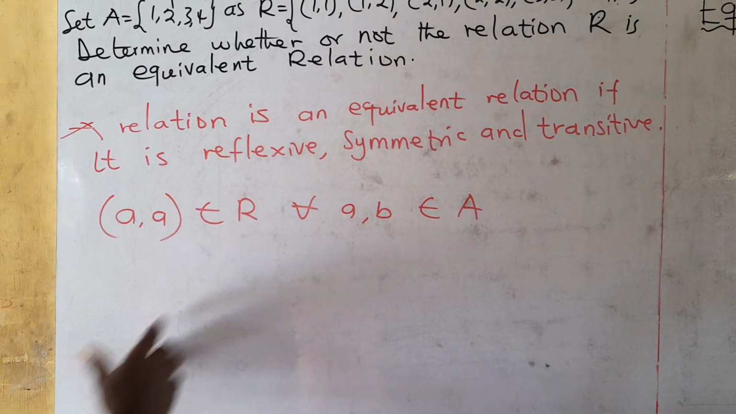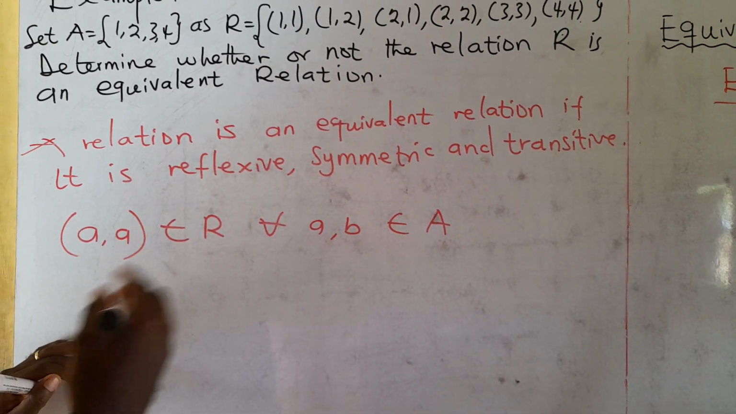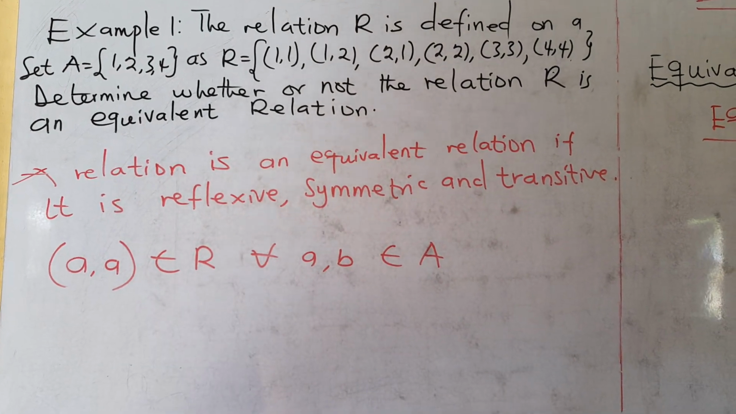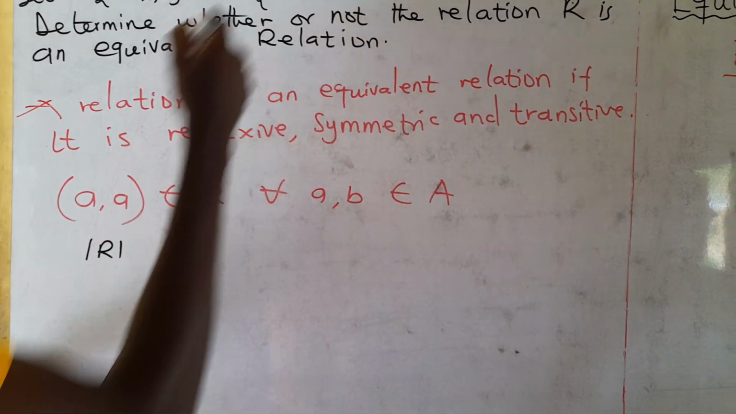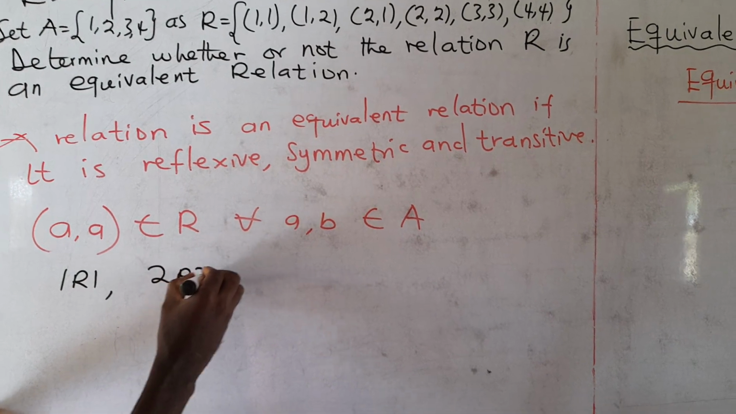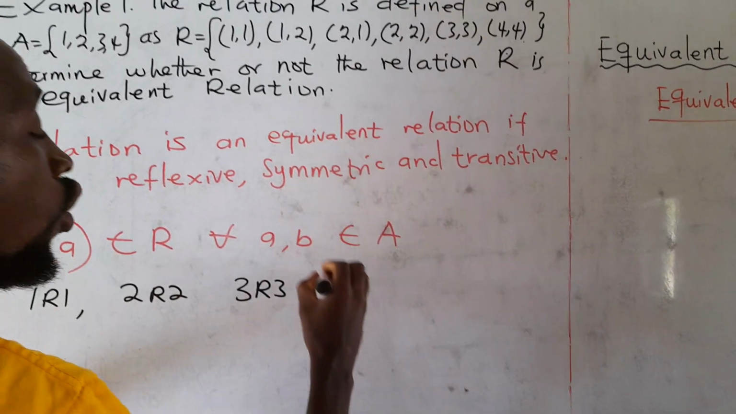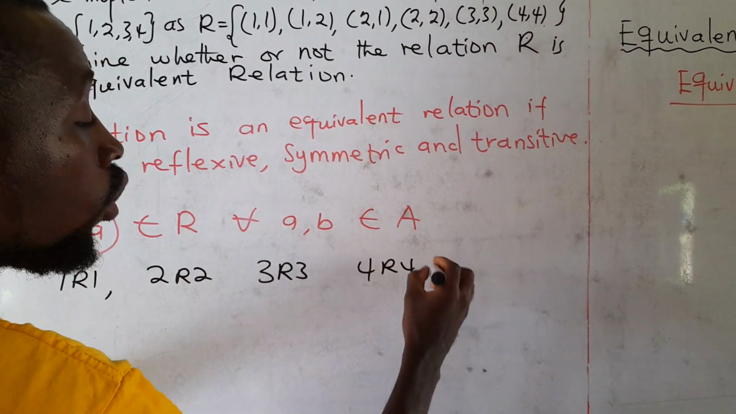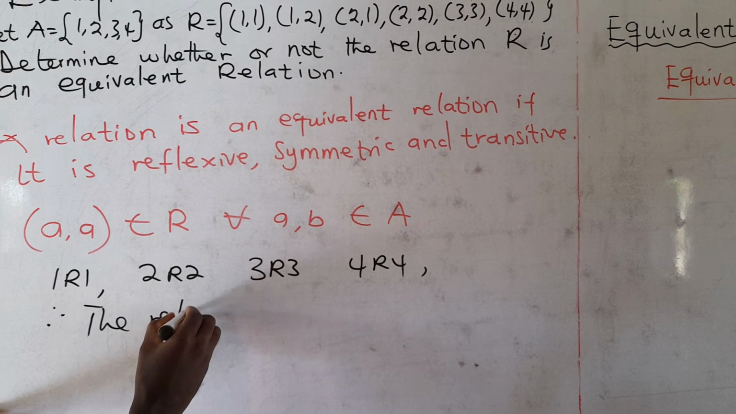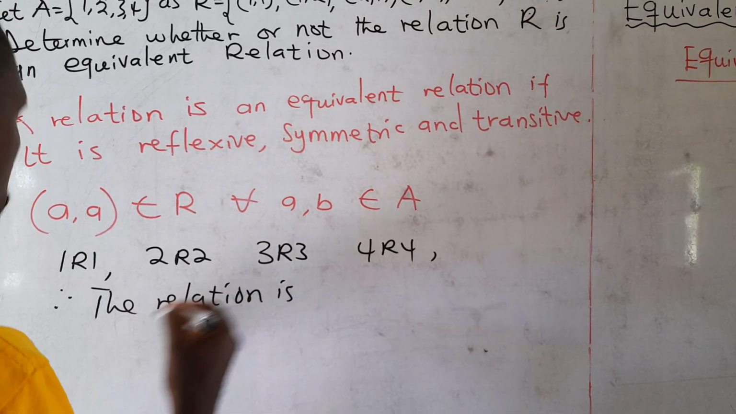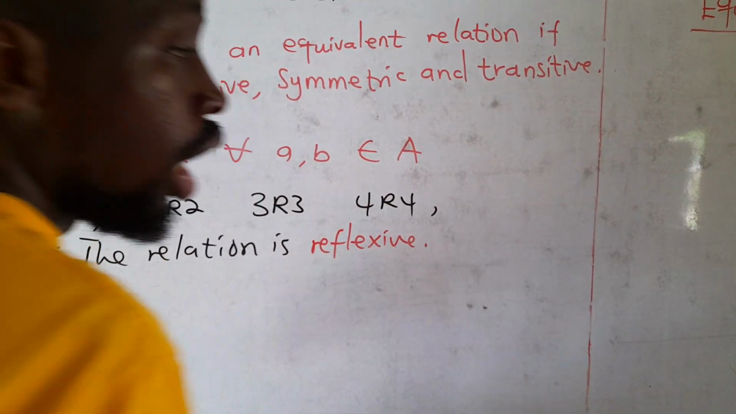So what do we mean? It simply means that when we have all the self-loop relations in the relation, then that relation qualifies to be a reflexive relation. So you can see that 1 relates 1. Look at this, we have (1,1). 2 relates 2, we have (2,2). Do we have (3,3)? Yes, 3 relates 3. Then we have (4,4), so we can say 4 relates 4. Therefore, the relation is reflexive. I hope you get that.